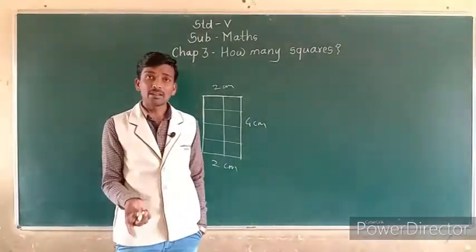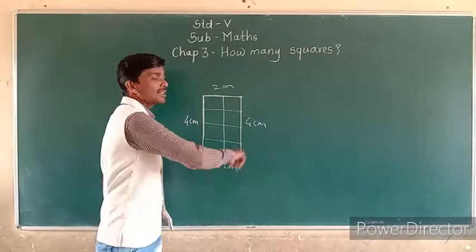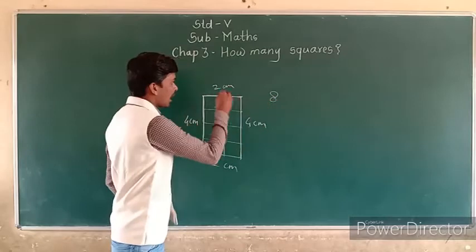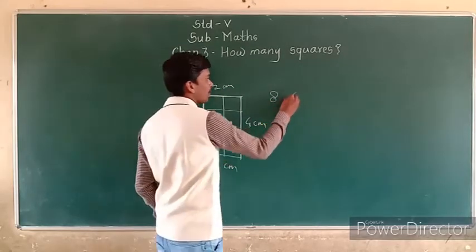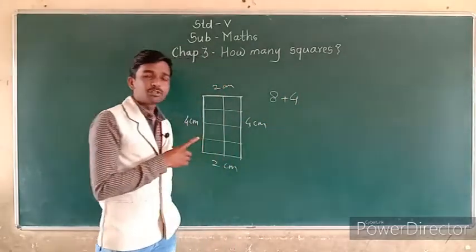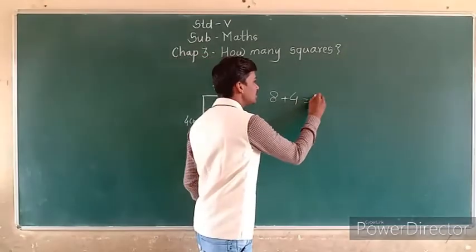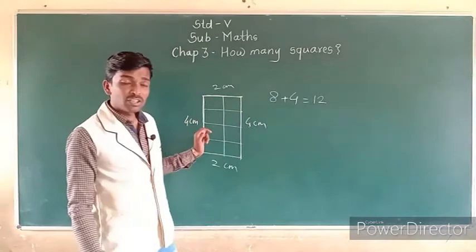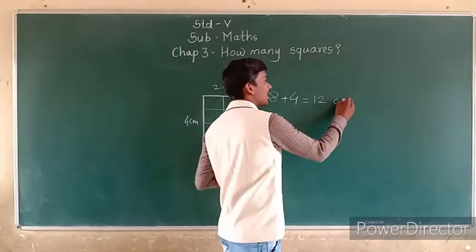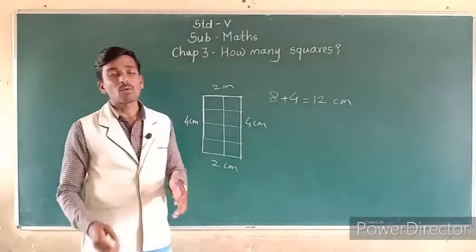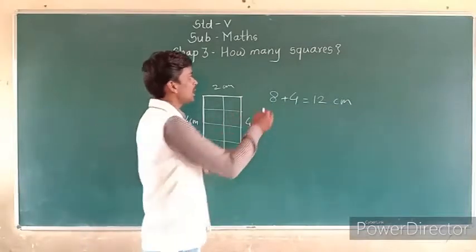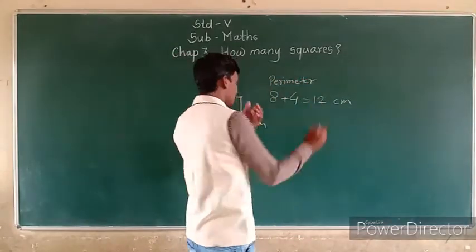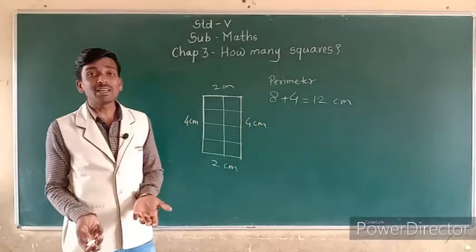Okay. When we have to find the perimeter, we have to add all these. Means 4 plus 4, 8, and 2 plus 2, 4. And add these two. Means 8 plus 4 means 12. Okay. Means the perimeter for this rectangle is 12 centimeters. And what is the area? This is the perimeter. And how to find the area?